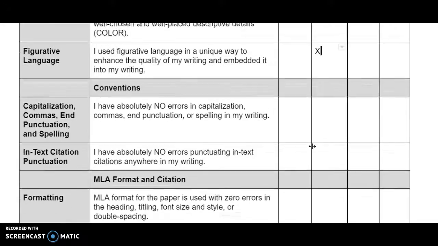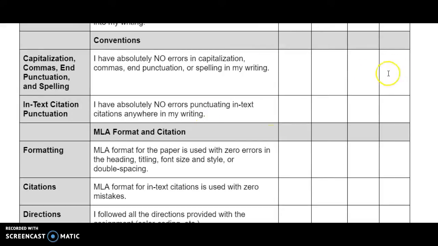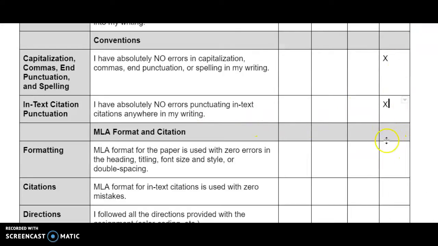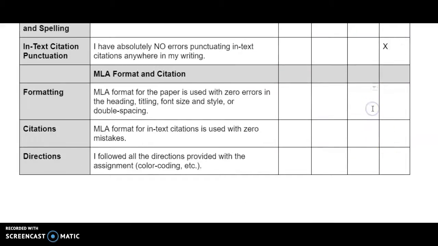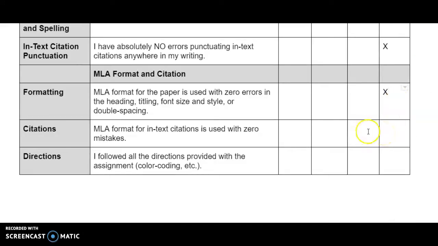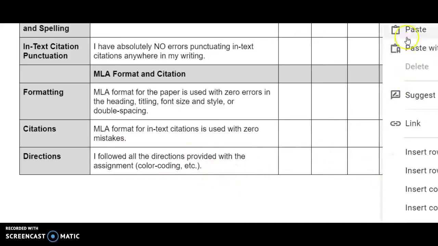Next, we have conventions. No errors in capitalization, punctuation. I think it was looking really clean. I didn't notice any. No errors in the in-text citation. They were looking clean on that, so those are both yeses. And finally, MLA formatting and citation. So that's, did you follow the rules that we've talked about as far as making it look correct, okay? So it has no errors, so it was double spaced, it had the heading, it had the title, the correct font, all of that was true. In-text citations were used beautifully again, so that's also a yes. And I followed all the directions to provide the assignment color coding, making sure everything's good to go.